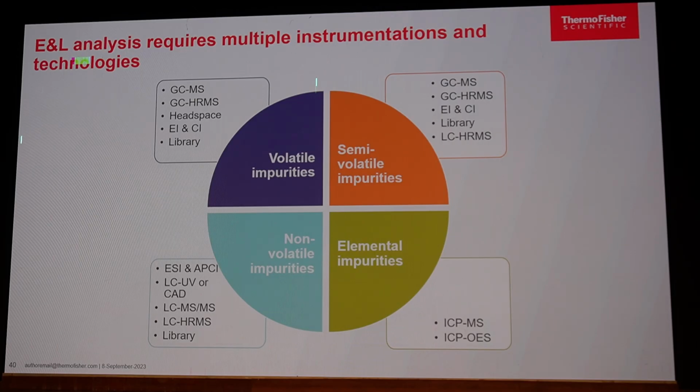Non-volatile, obviously, means GC is useless there. GC only works on compounds which are volatile and thermally stable. So for non-volatiles, definitely we have to go with a complementary technique like LC-HRMS, and there are libraries available. And for elemental capabilities, we have to rely on ICP-MS or ICP-OES technique.